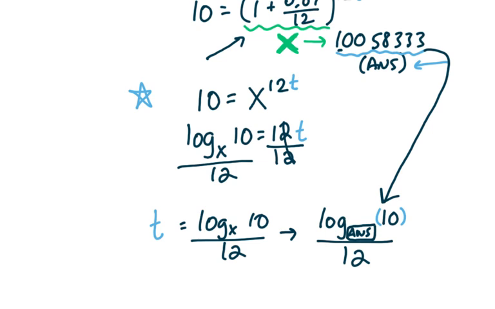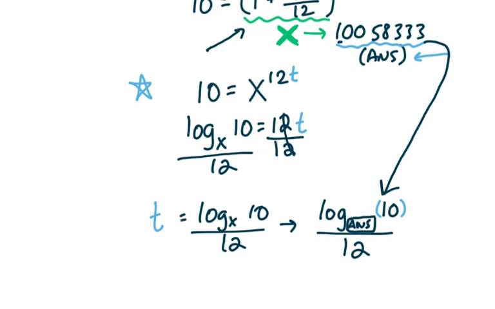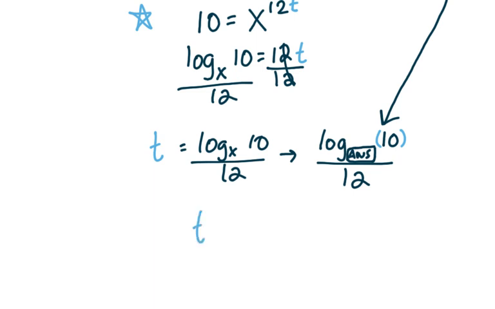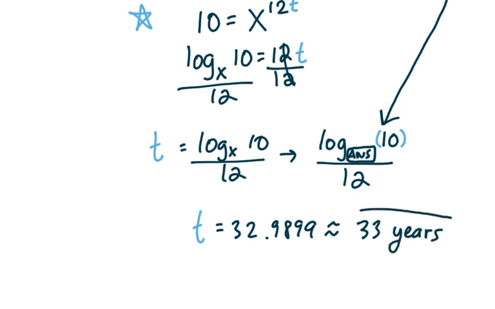So I'm going to do the math button, go to my log base button, and under the little base, I'm going to put second negative sign, which is the answer, of 10. And I divide by 12. And it looks like it's going to take about t equals 32.9899, or we can just say it's going to take about 33. And this time is always in years.